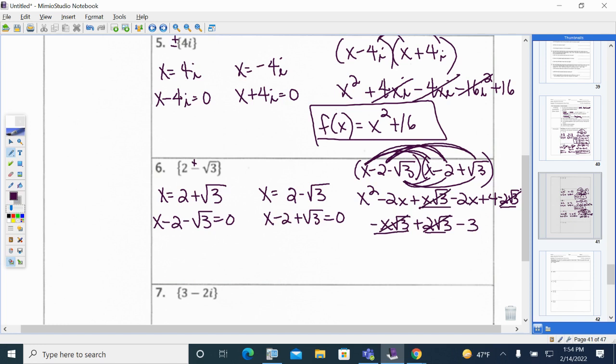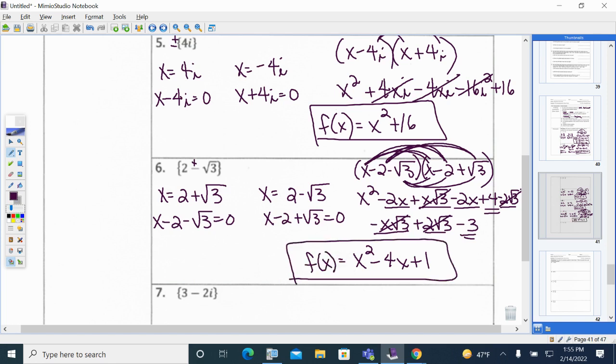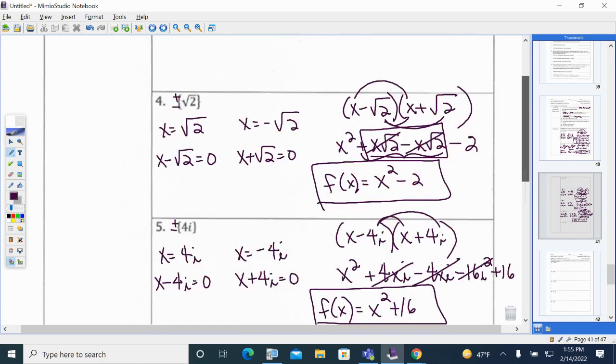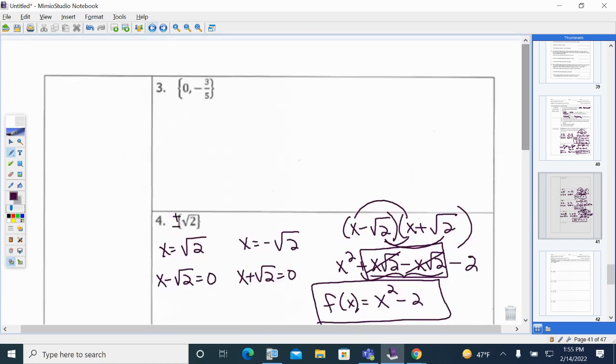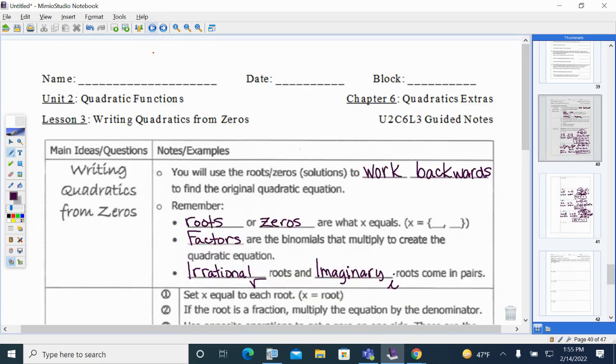Combining our like terms, we get x squared, negative 2x, and another negative 2x is a negative 4x. And then 4 minus 3 is a positive 1. So I'm going to put an f of x out front, and there is the quadratic function that has the 2 roots, 2 plus or minus radical 3. So there are your notes for chapter 6, lesson number 3 on writing quadratics from zeros.